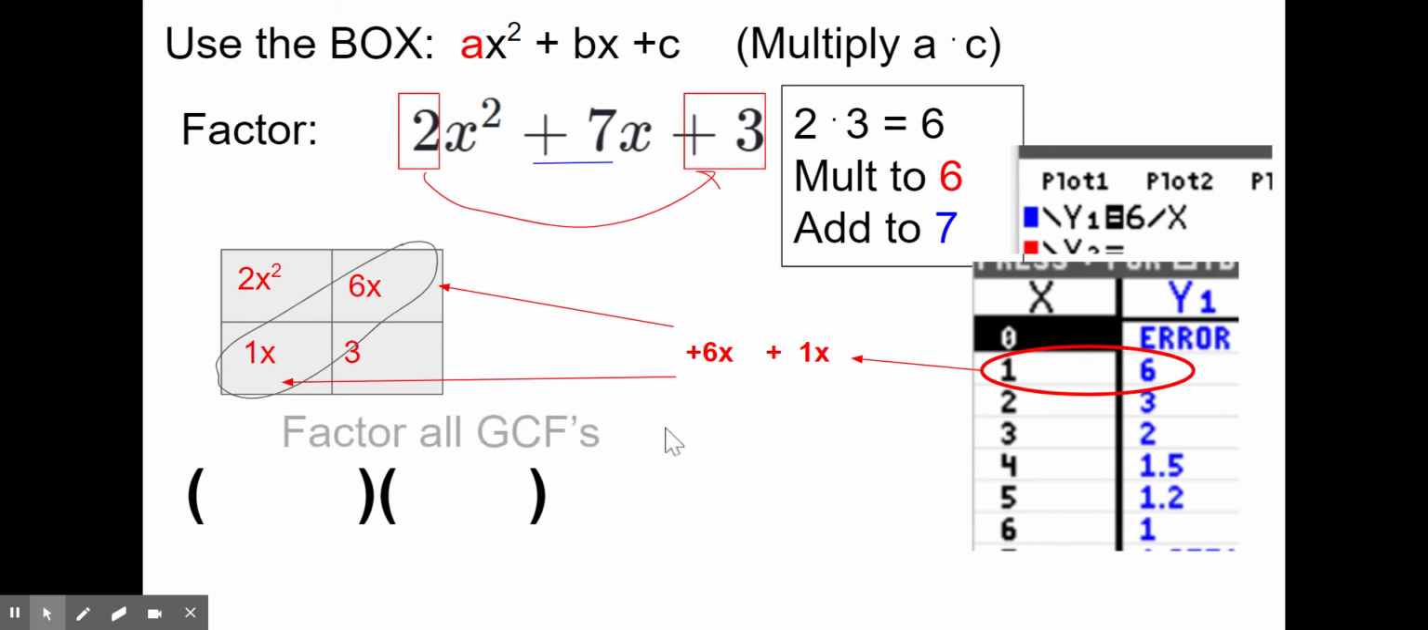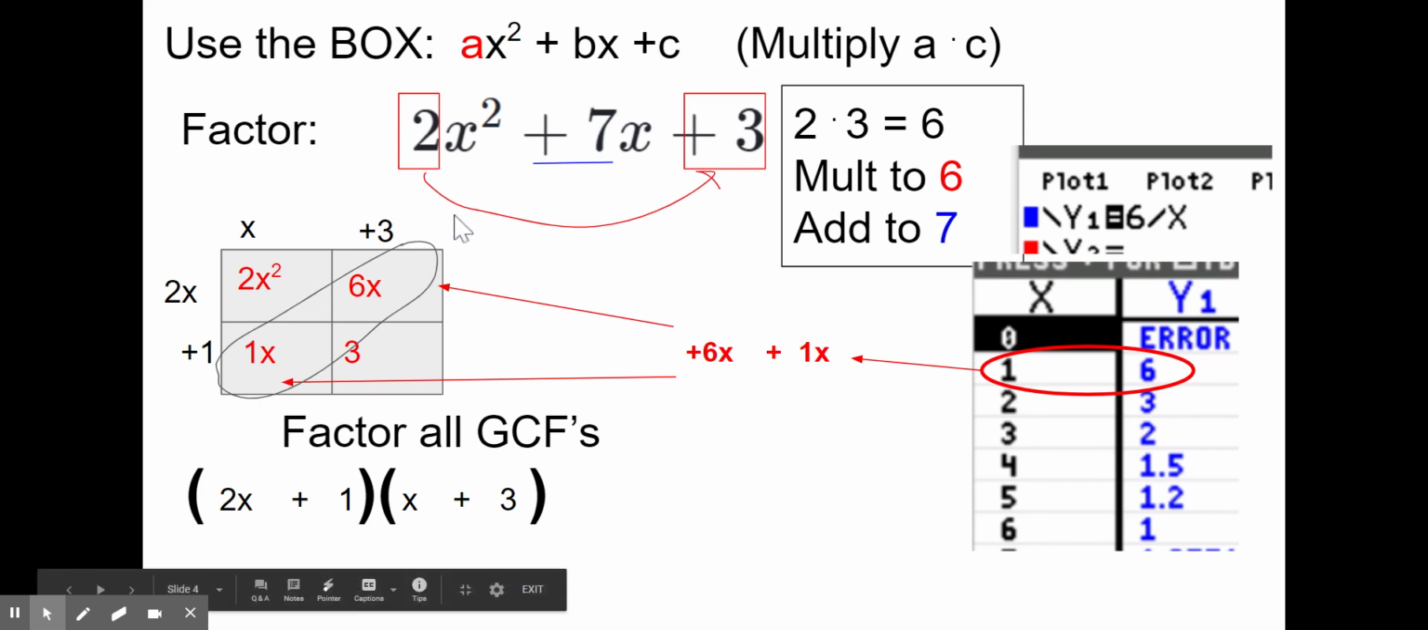Now all I have to do is find my GCFs. So looking along the columns, 1x and 2x squared, my GCF is x. Along this column, my GCF is 3, so x plus 3. Along the rows, my GCF is 2x. And 1x plus 3, there is no GCF, so I'll just have to write a plus 1. There I have my binomials. Along the columns, 2x plus 1. Along the rows, x plus 3. There's my factored form of 2x squared plus 7x plus 3.